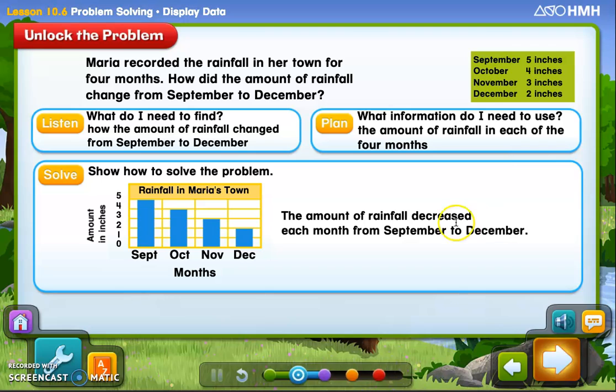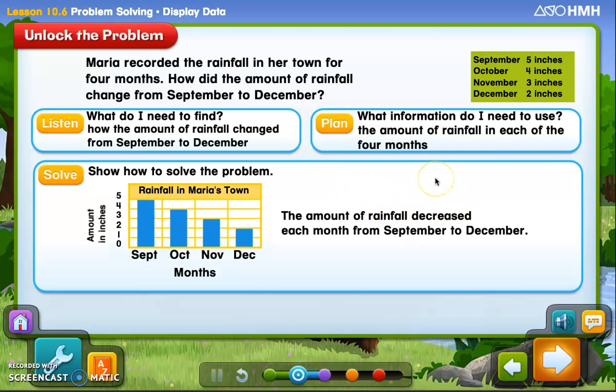So that's a big word that they use there. Decreased means kind of like went down or got less. So when they say the amount of rainfall decreased, it means that there became less and less rainfall each month. If it was flip-flopped, and September had little rainfall and then by December it had a lot of rainfall, we would use the word increased, because increased means kind of like going up or adding more. So that's what they mean by decreased.